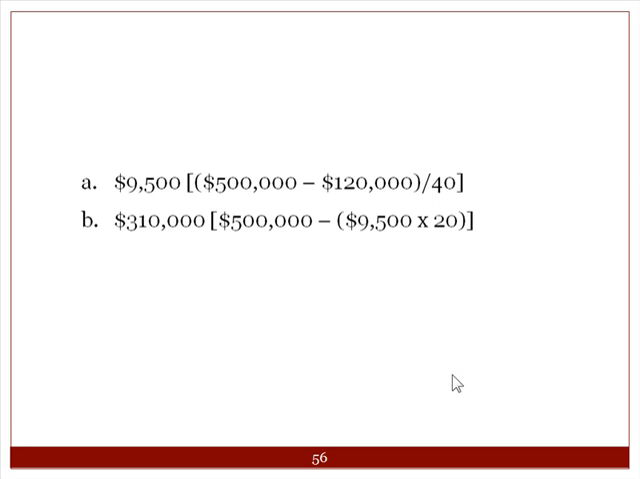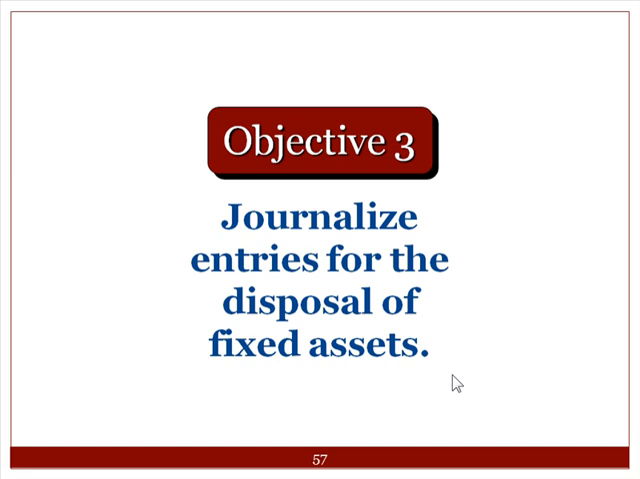Okay, so we have $500,000 less the salvage value divided by 40. Then we had 20 years at that $9,500. That gave us a book value of $310 at that point, and then you're going to take the $310 minus the $150 and divide it by the 25 years total, and now you're going to get $6,400 a year. So just to show you mathematically how you would do that.